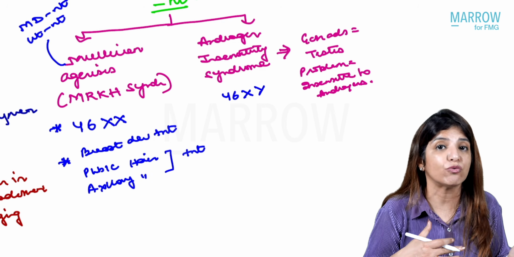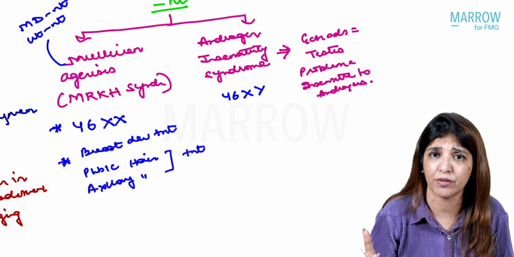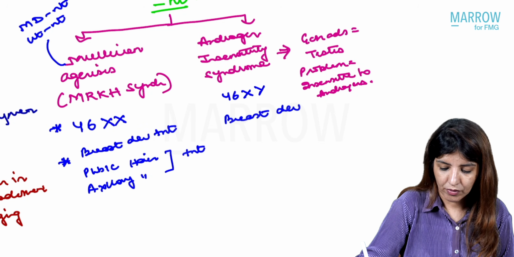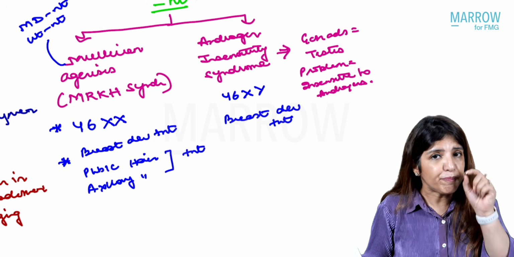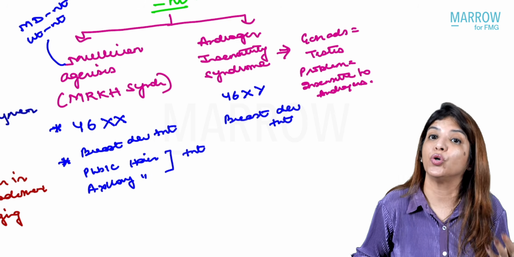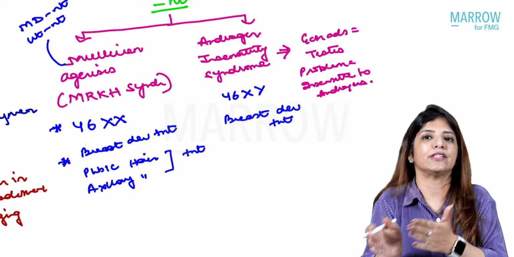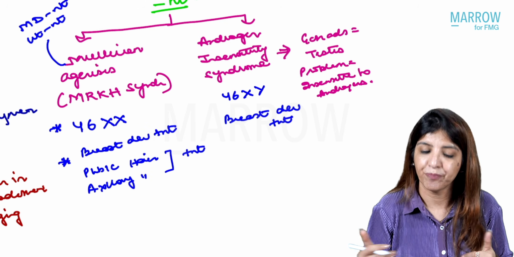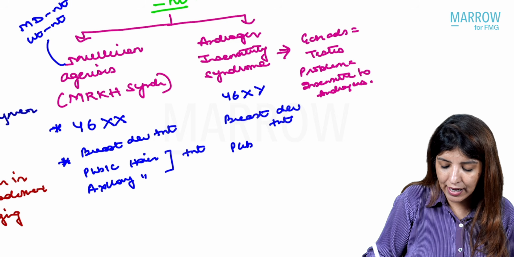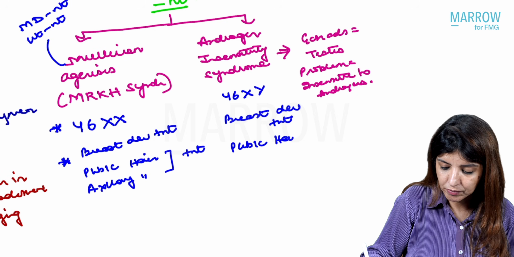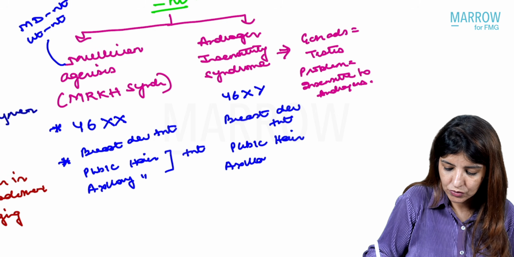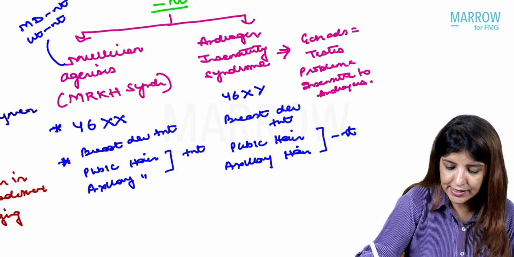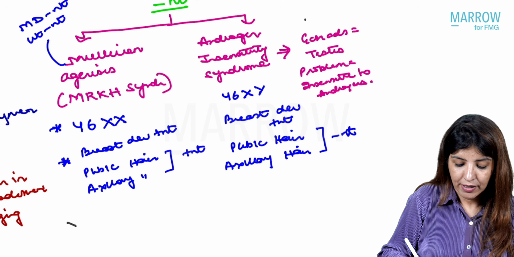They are insensitive to testosterone. They're not insensitive to estrogen, right? So breast development is present. But will pubic hair and axillary hair be present? No, because they are insensitive to androgens. In other words, insensitive to testosterone, right? So pubic hair and axillary hair will be absent. Have you understood? Yes. Next difference between them.